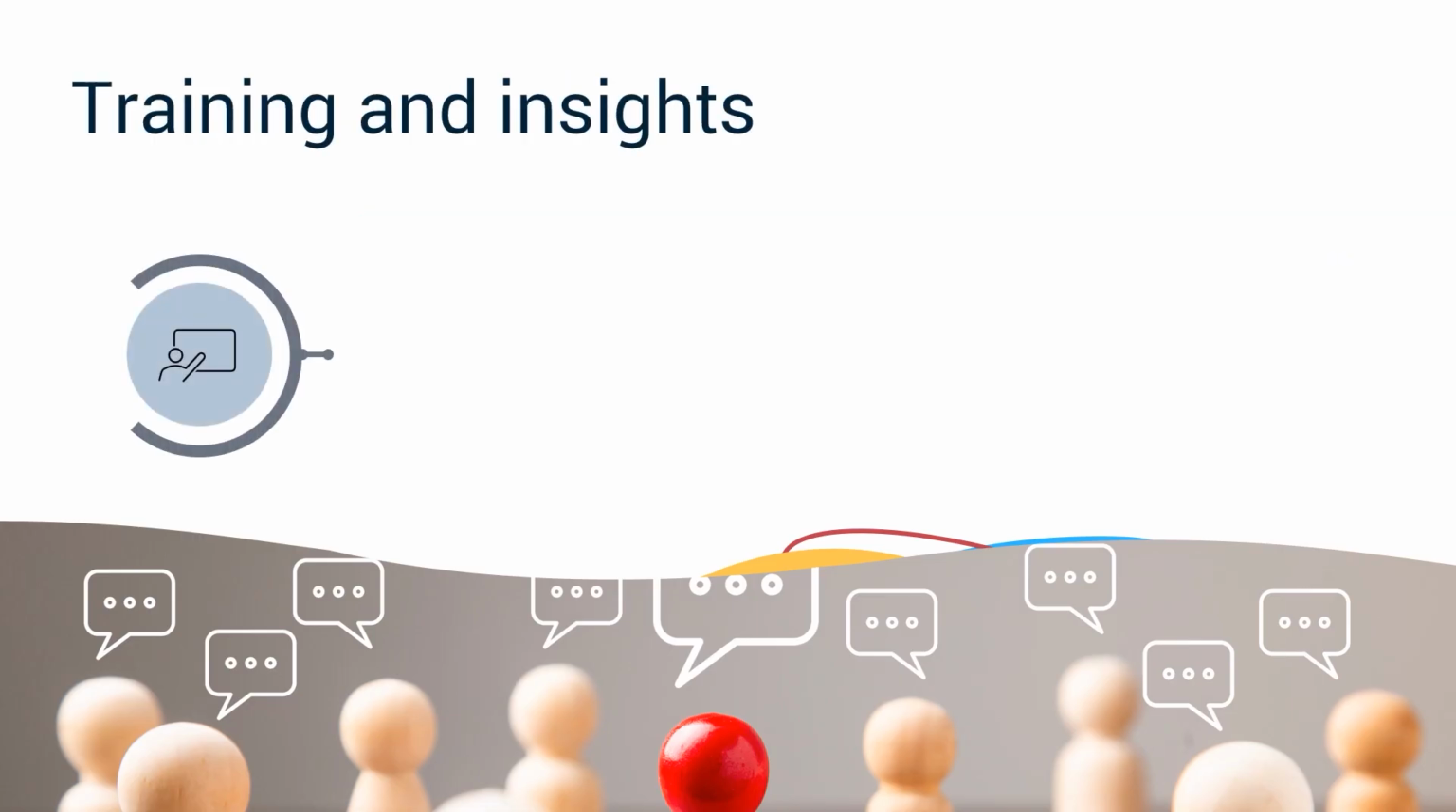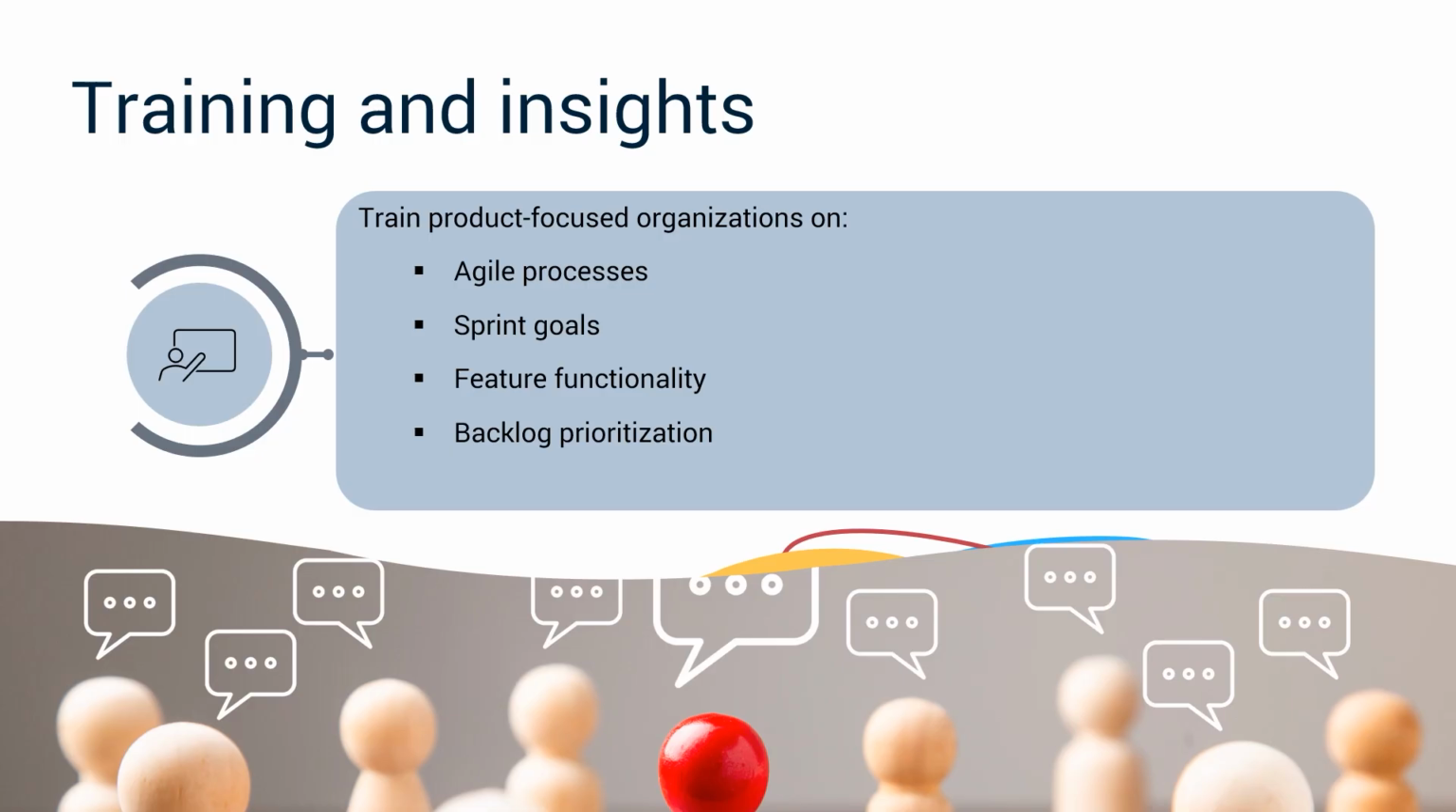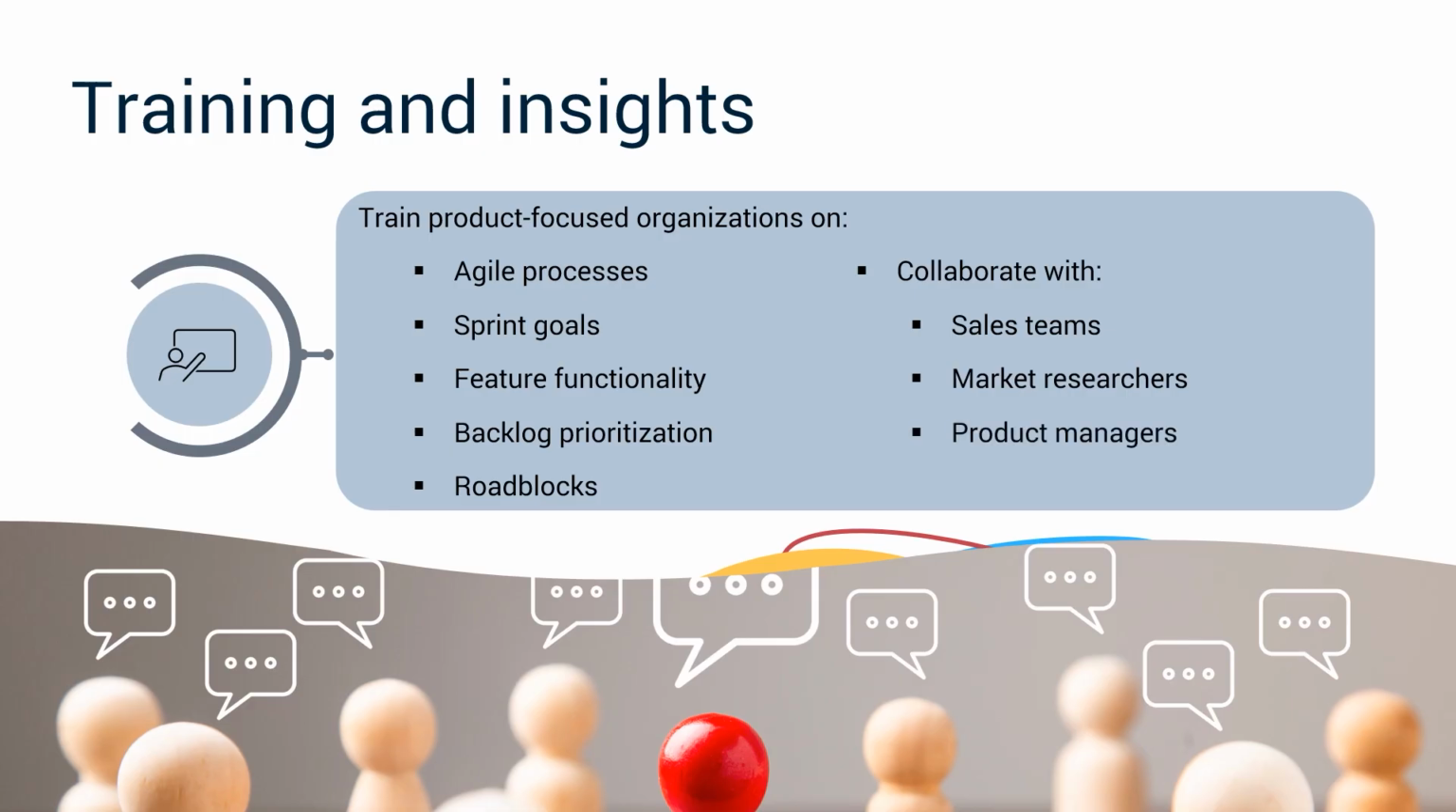Next, the product owner needs to work with the Scrum team to train and share essential information with key product-focused organizations. This includes details on Agile processes, sprint goals, feature functionality, backlog prioritization, and any roadblocks encountered. Collaboration may extend to sales teams, market researchers, and product managers. The product owner ensures two-way communication, maintaining alignment and focus across all parties involved.